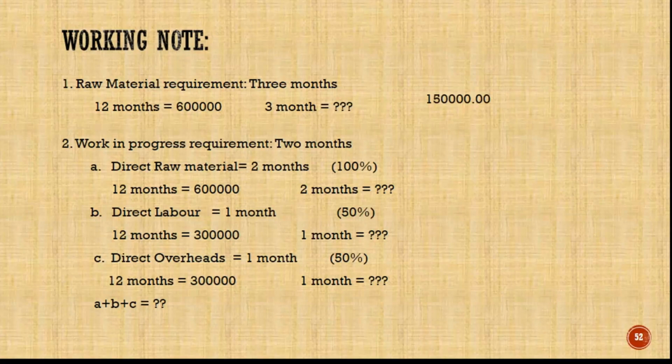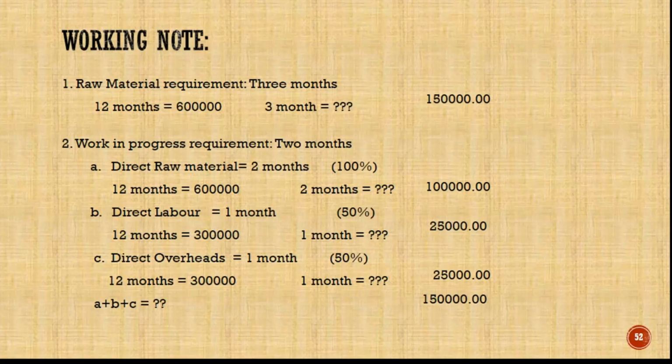Raw material requirement is 1,50,000. Then in WIP, raw material requirement is 1 lakh. Direct labor requirement is 25,000. Direct overhead requirement is 25,000. The total of these three is 1,50,000. This is about the raw material requirement and work in progress requirement.